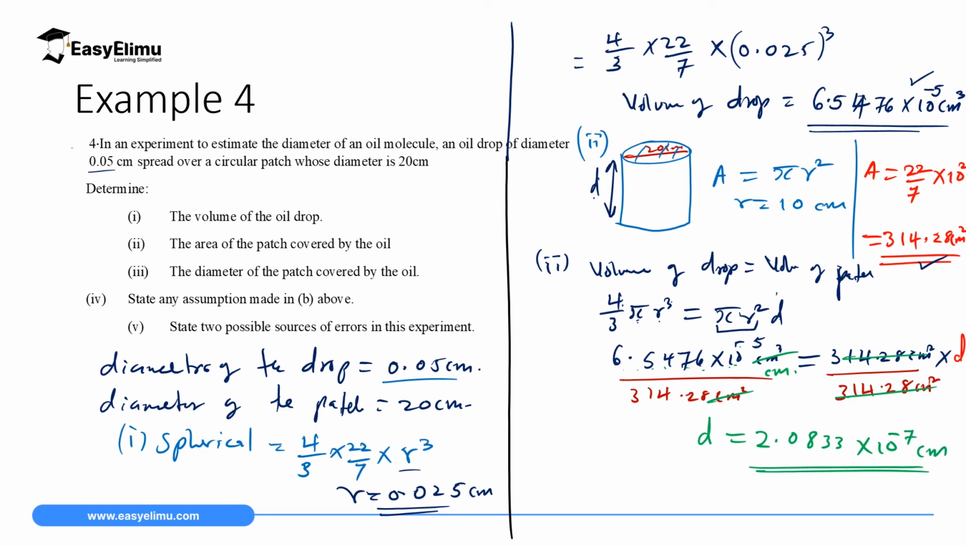Now the fourth question, state any assumption. The first assumption that we state here is that the patch which is formed is a perfect circle, and then the drop was a perfect sphere. Those are the assumptions that we discussed in the previous lesson.